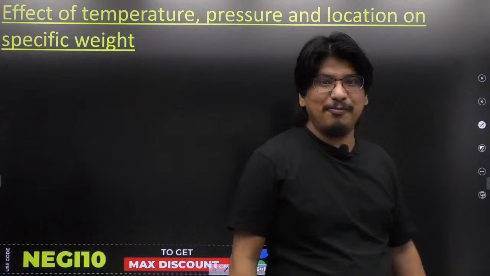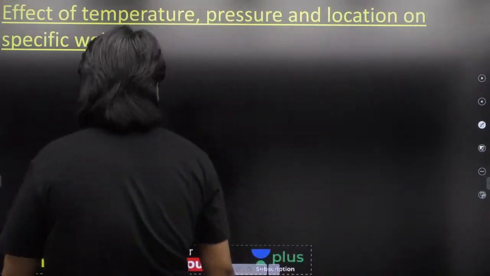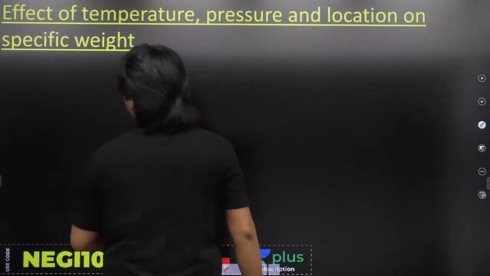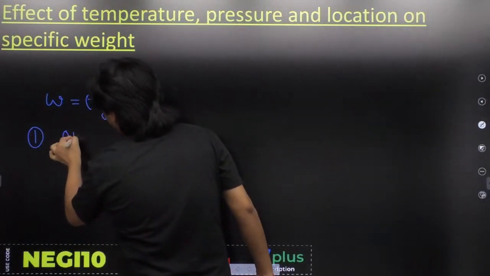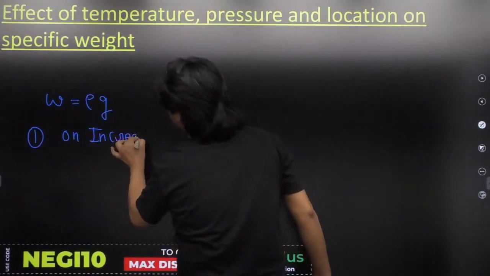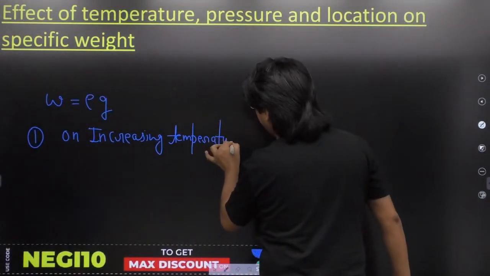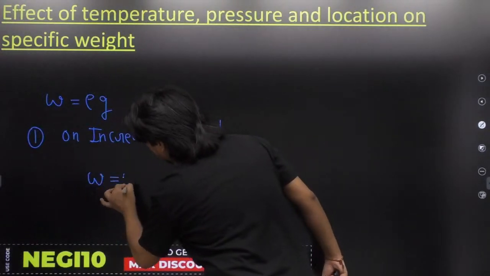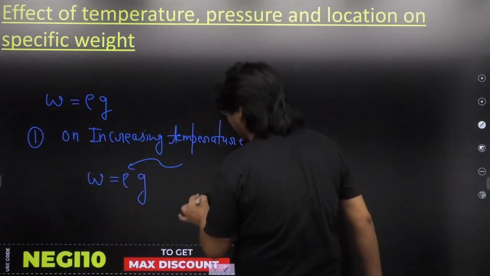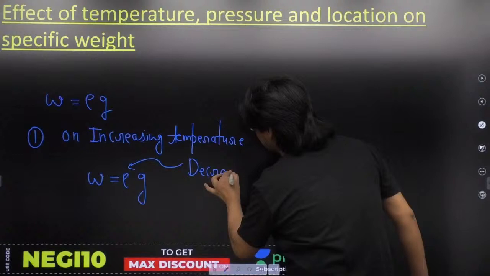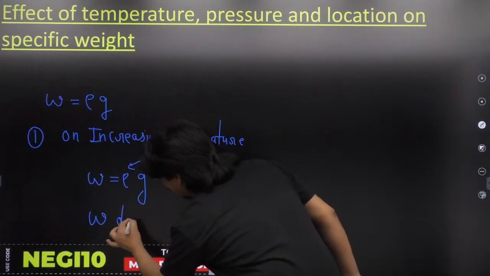Now, effect of temperature, pressure and location on specific weight. Look here, specific weight is equal to rho G. First point: on increasing temperature, what will happen? G will not change, G remains the same, but what will happen to the density if I increase the temperature? Density decreases, and the moment density decreases, specific weight also decreases.